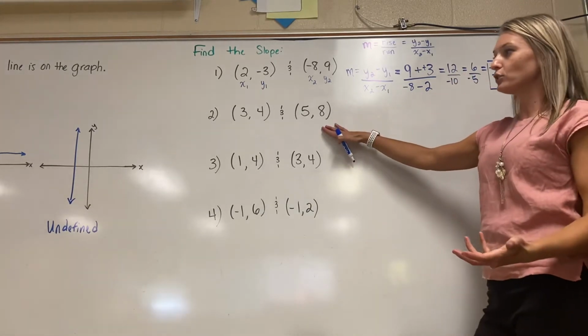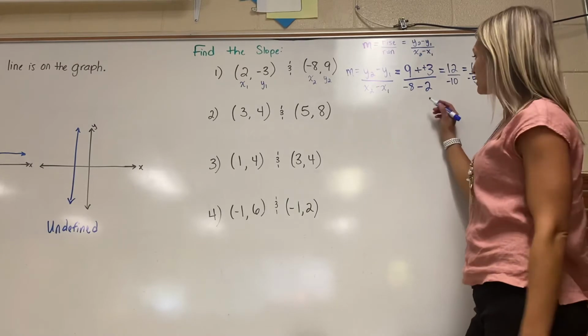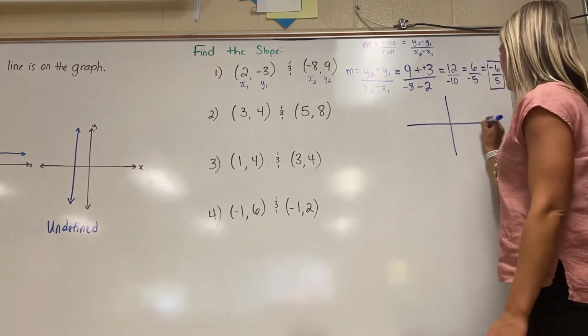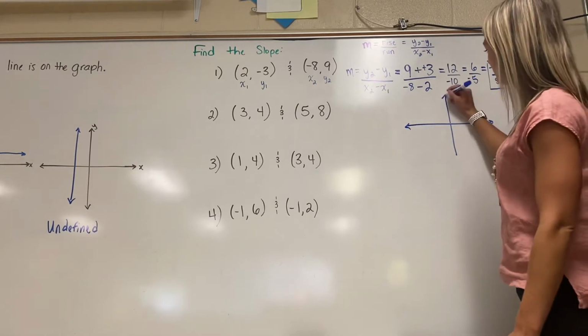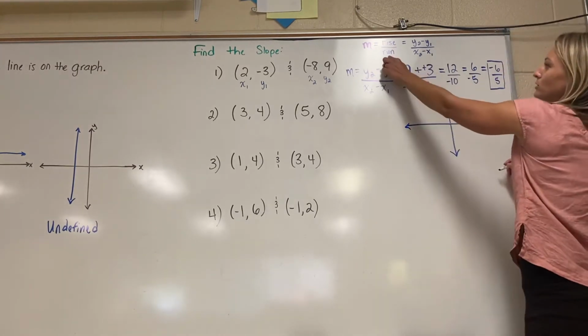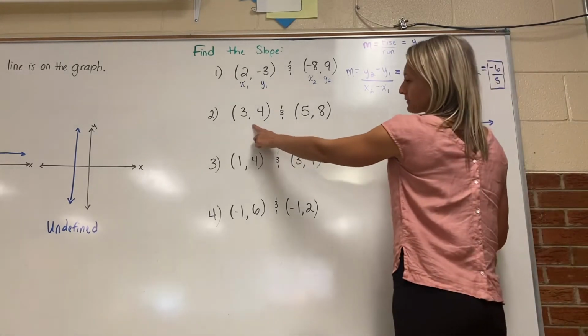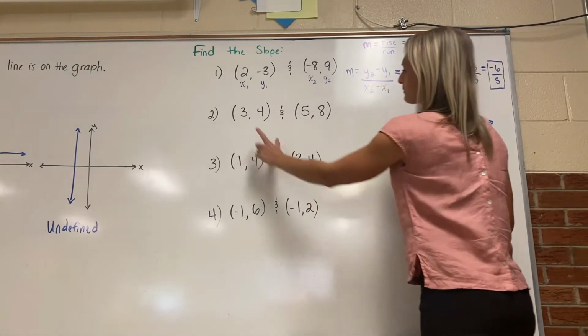Okay, so that's using the formula. With number 2, if you wanted to do it with a graph, you could grab a piece of graph paper or you could just graph it by hand to the side, and instead of using the formula, you can think about it in terms of rise over run, okay? So what you'd have to do is graph those 2 points. So I'm going to graph 3, 4.